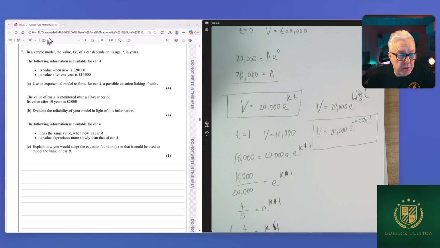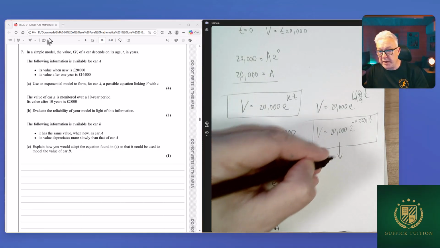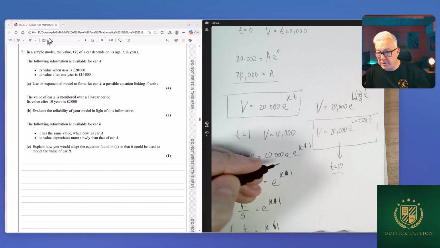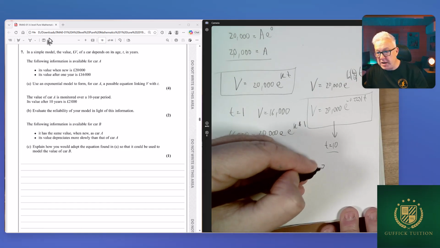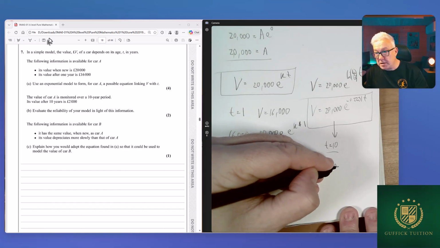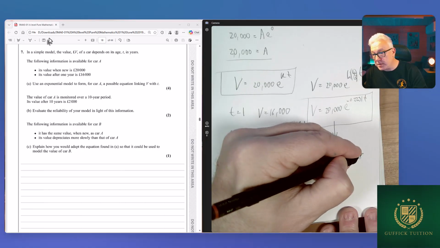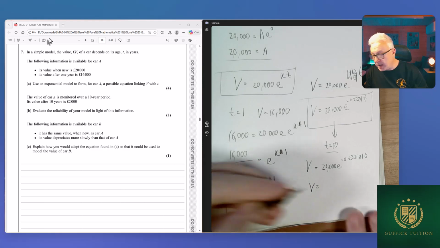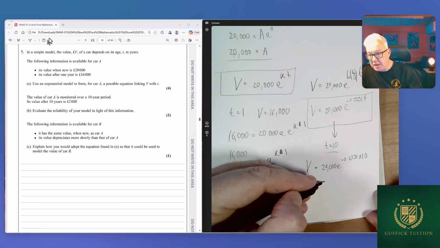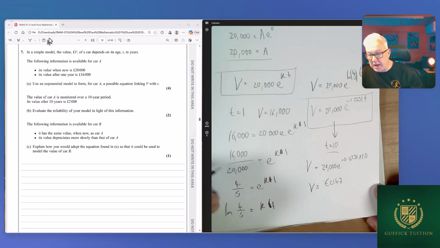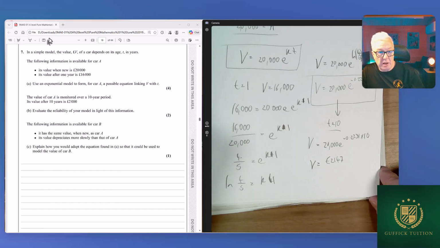The value of the car is monitored over a 10-year period. Its value after 10 years is 2,000. Evaluate the reliability of your model in light of this information. So we're going to sub in t is equal to 10 into this equation. So V is going to equal 20,000 times e to the minus 0.2231 times 10. When we put that into our calculator, that turns out to be £2,147. So that's pretty close to 2,000.